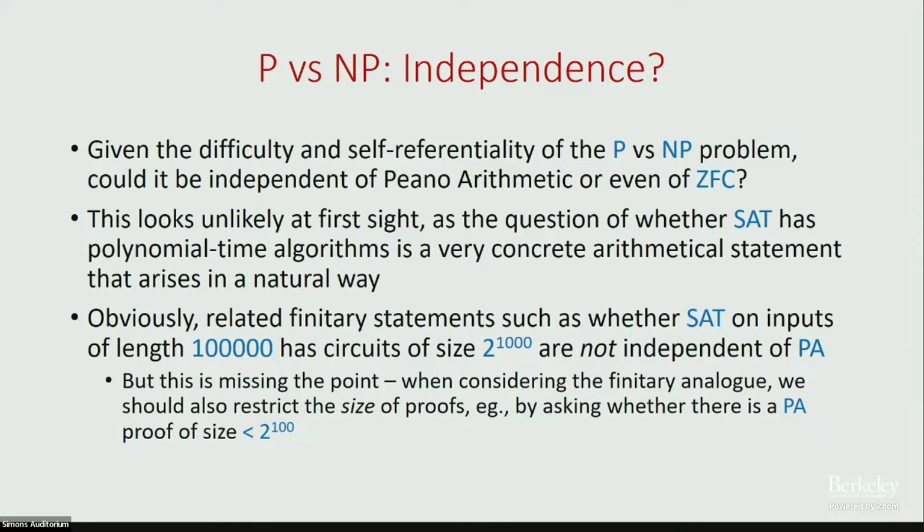But that's not quite fair, right? It's missing the point, because if you're making the problem finite, then you should make proofs finite as well. You should need to restrict the size of proofs as well. If we are interested in this problem because we think that 2 to the 1,000 is infeasible, then proofs of size 2 to the 1,000 are also infeasible. And we need to be asking whether there are proofs of size 2 to the 100 or less, for example. So there are finite analogs of the problem, but they don't quite settle this independence question, and they still make sense.